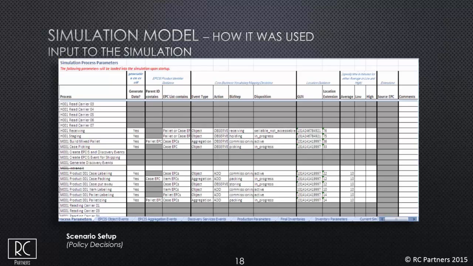And then there are other variables in here that we could change that those processes would either produce or react to. And so this was varying the behavior of a process inside the simulation, and essentially varying the behavior of a simulated trading partner, how they would react to information or controls, and how they would react to product that they received or were shipping.